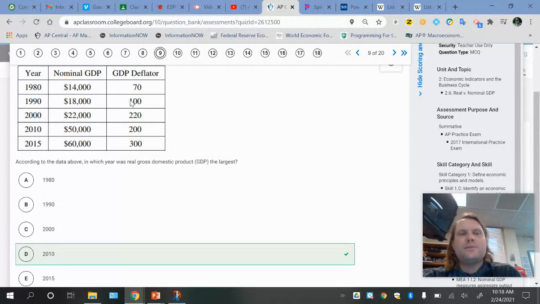18,000 divided by 100, we know that's our base year in this case because it's 100. 22,000 divided by 2.2, 50,000 divided by 2, 60,000 divided by 3. So again, out of these three here, we know that that's 18,000. 22,000 divided by 2.2 is below, like 11,000. 50,000 divided by 2 is 25,000. 60,000 divided by 3 is 20,000. You just got to do some math. And I can't draw on this screen here, so just kind of bear with me.